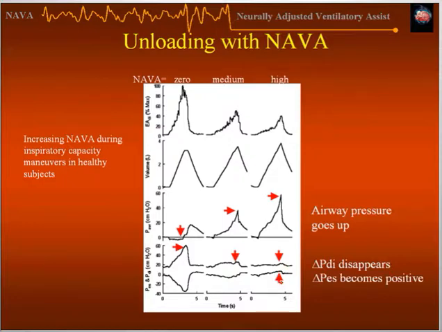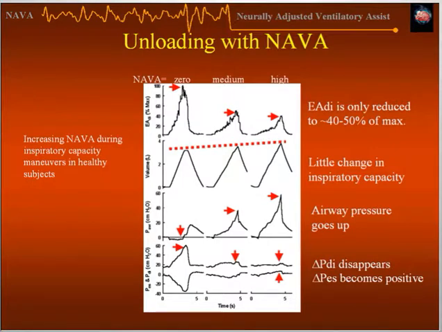You can see esophageal pressure swing becomes positive. This means that the patient is still breathing, but there is no work of breathing. This happens while the diaphragm activation only drops to 40 to 50% of the maximum. So we have a significant amount of diaphragm activation, but we have no work of breathing. And there is little change in the inspiratory capacity, suggesting that even if you have the force of Superman to breathe in, you don't increase your tidal volume or your transpulmonary pressure very much.